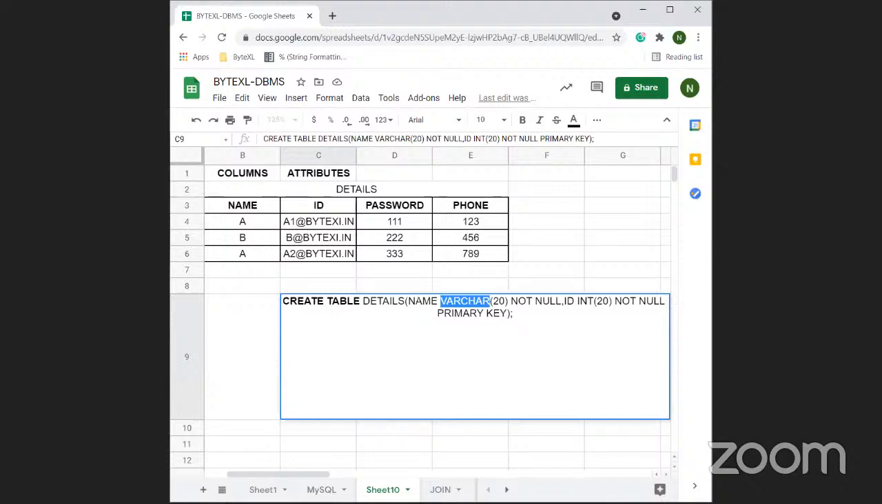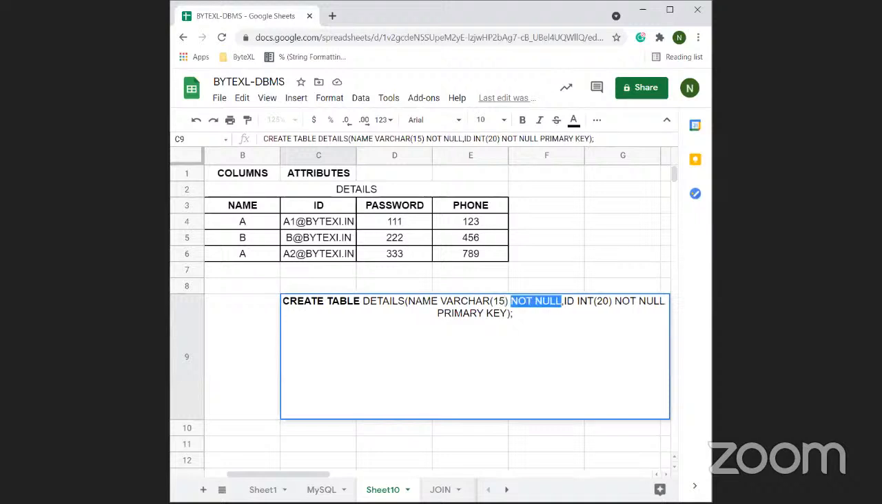Varchar is one data type. If you have an idea of C language, Python, Java, whatever, in those we have types: int, char, string. Varchar is one such data type available in almost all the SQL languages, whether it is SQL, MySQL, Oracle, all these. This 20 is the size. That means the length of each name we store cannot exceed 20. We can give any number we want. So I'll give something like 15.